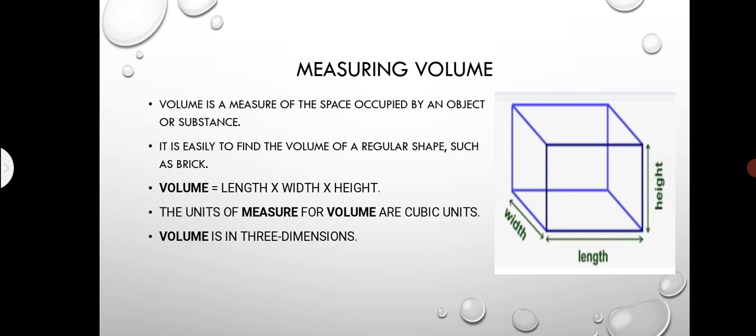So three things we should know to find out the volume: length into width into height, and this is the formula of volume. The units of measure for volume are cubic units. Now volume is in three dimensions, and these three dimensions are width, length and height.